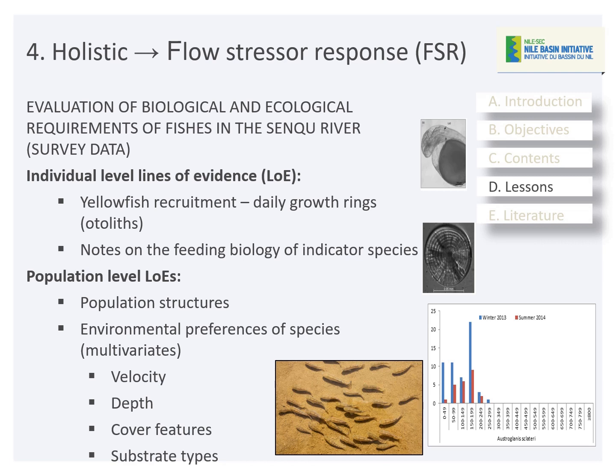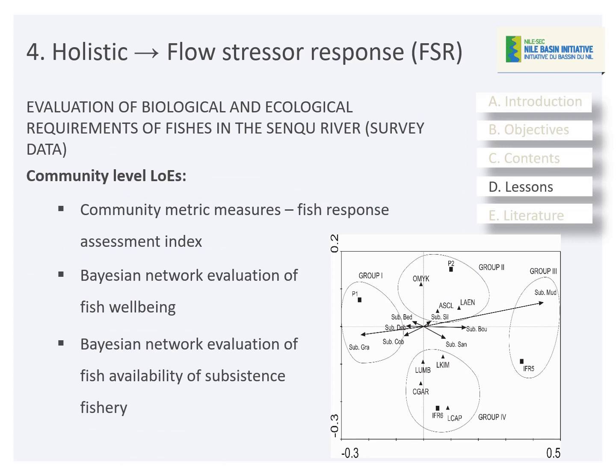What was the value of years, for example, when you had floods and there were floodplains available to allow fish to spawn and recruit into the system, and they contributed to the population, which was evaluated by considering population structures. And finally, for indicator species, we established their preferences for velocities, depths, cover features, and substrate types, and all of this information was integrated to provide the environmental flow preferences for different species.